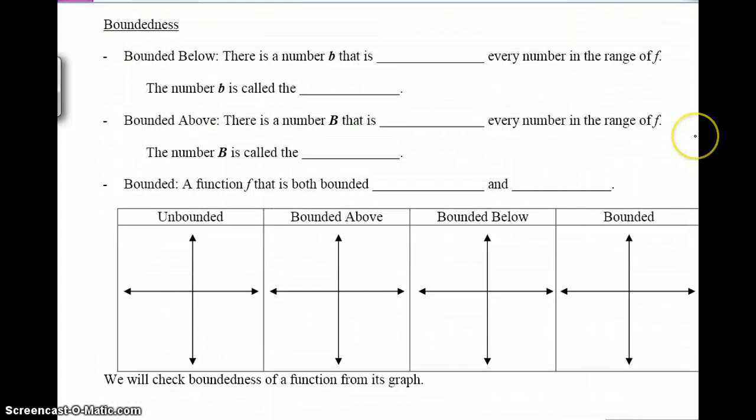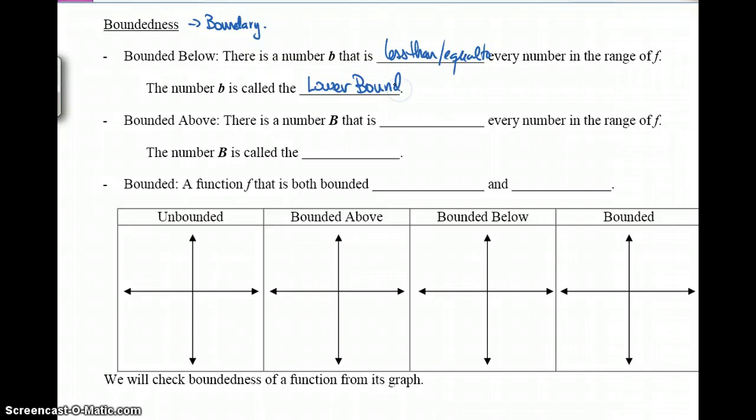The next thing we need to talk about is boundedness, like the idea of a boundary. Okay, bounded below. There is a number, b, that is less than or equal to every number in the range of f, or every number, all the y values. This number, well, it's called b, is called the lower bound. So let's talk about bounded below.